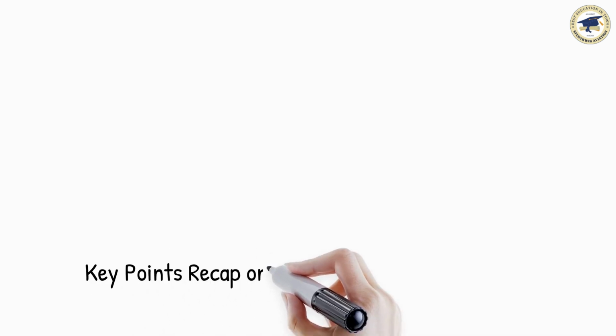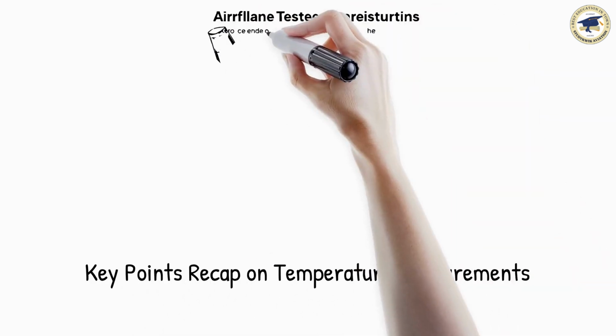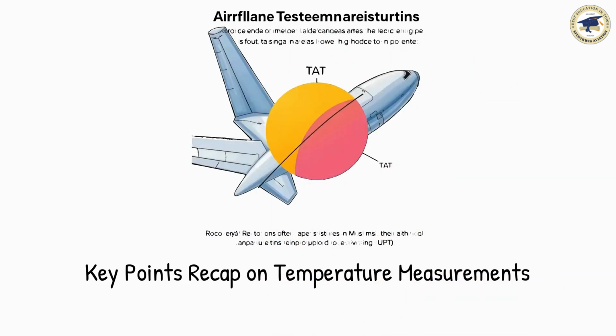Key point recap. SAT stands for Static Air Temperature, which is the desired measurement. TAT is the temperature if air is brought to rest adiabatically, theoretical. RAT is what is actually measured, slightly less than TAT. Recovery factor KR corrects RAT to get closer to SAT.